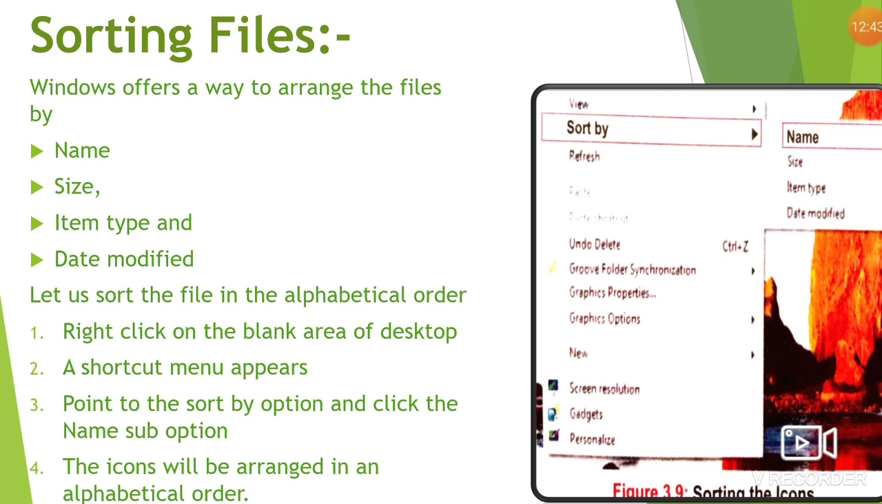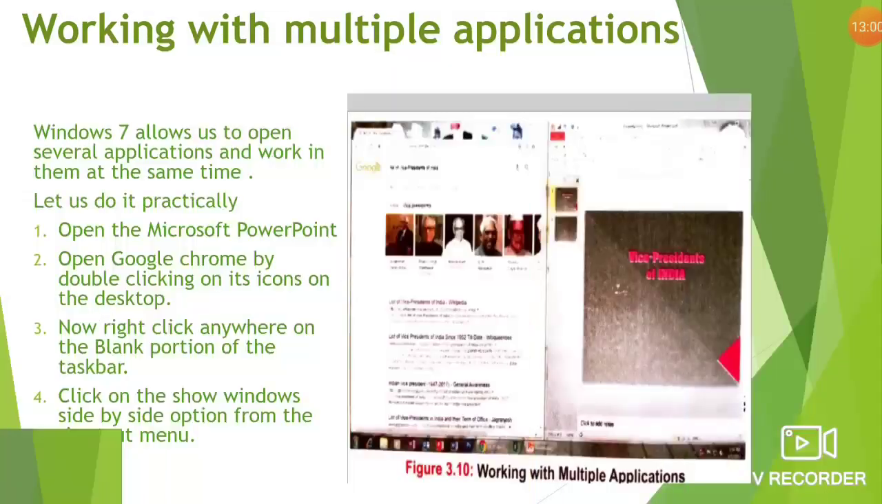So I think all of you understand what sorting files means: to arrange the files according to name, size, item type and date modified. It is very easy: right click on the blank area, select Sort by, and then according to your requirement select name, size, item type or date modified.